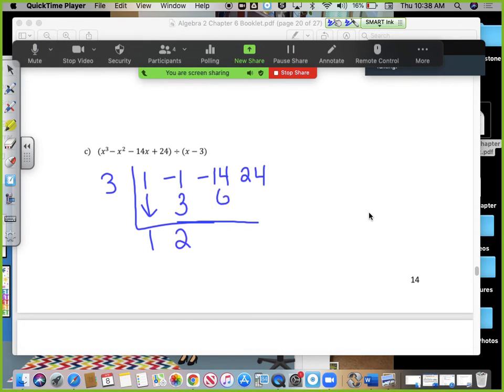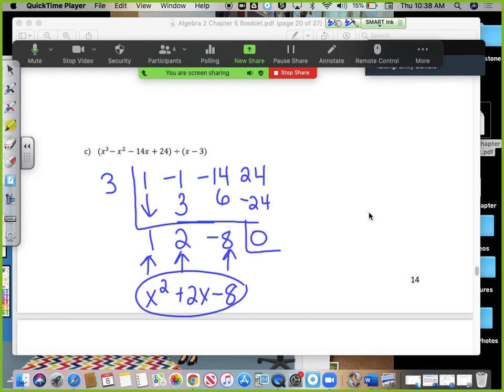3 times 2 is 6. Negative 14 plus 6 is negative 8. 3 times negative 8 is negative 24. 24 plus negative 24 is 0. This one does not have a remainder. Constant, x, x squared. This answer is x squared plus 2x minus 8. So much easier, right? Okay.